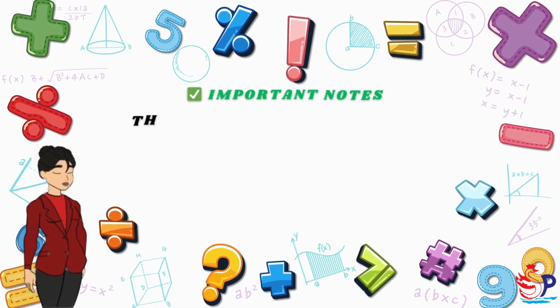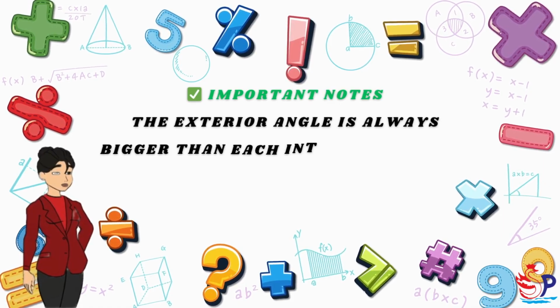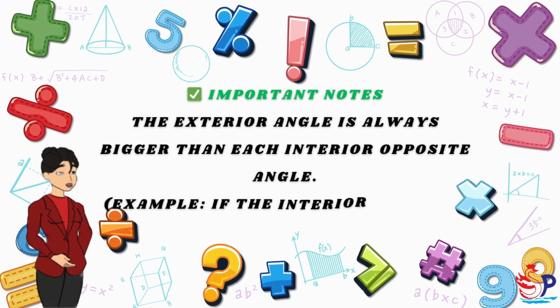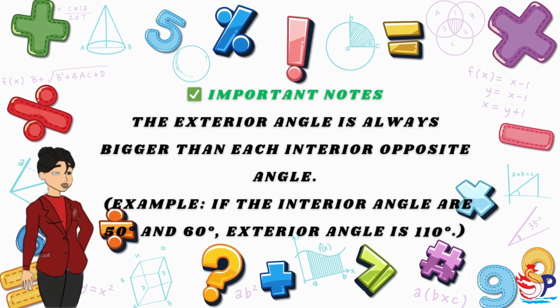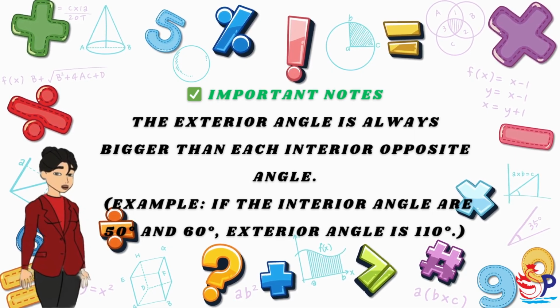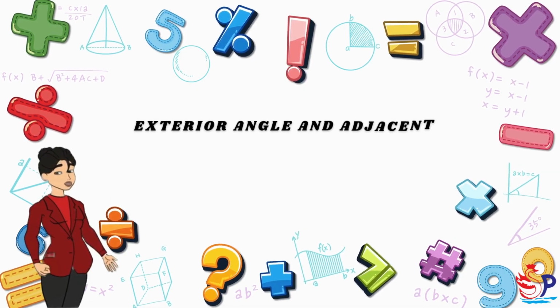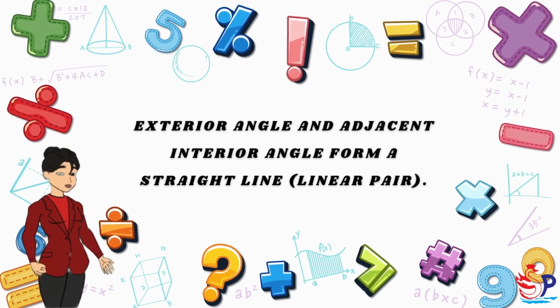Important notes. The exterior angle is always bigger than each interior opposite angle. Example: if the interior angles are 50 degrees and 60 degrees, the exterior angle is 110 degrees. The exterior angle and adjacent interior angle form a straight line, a linear pair.